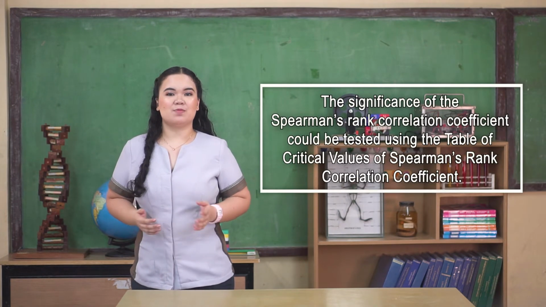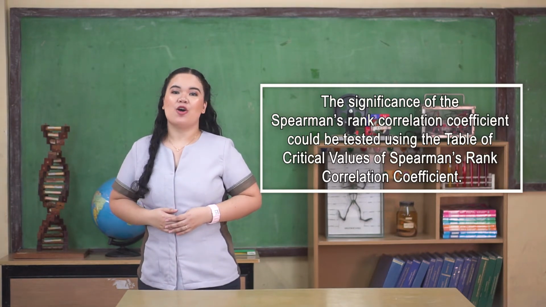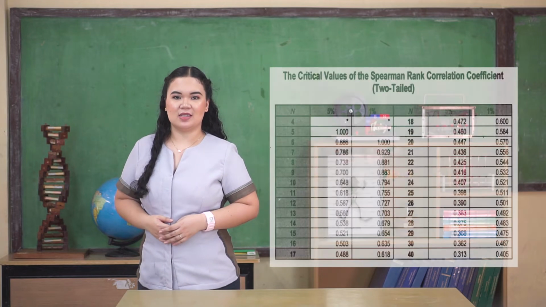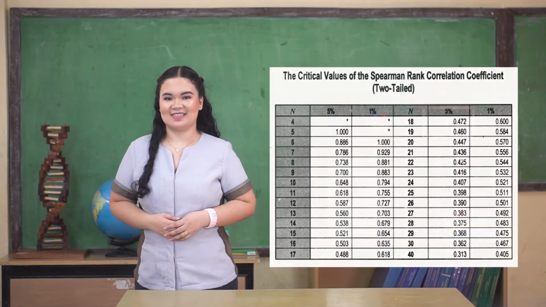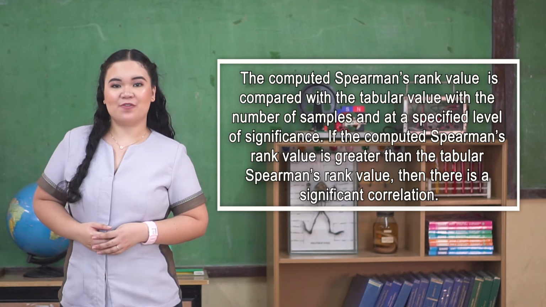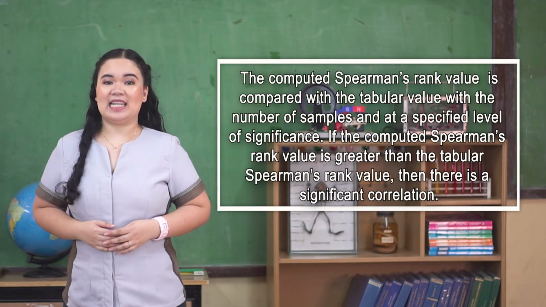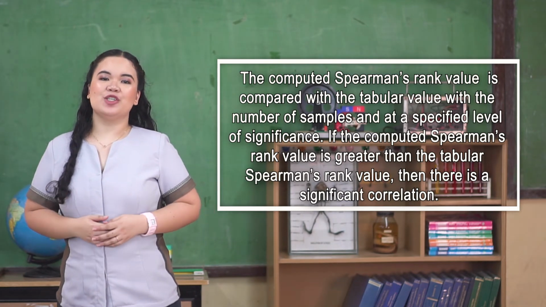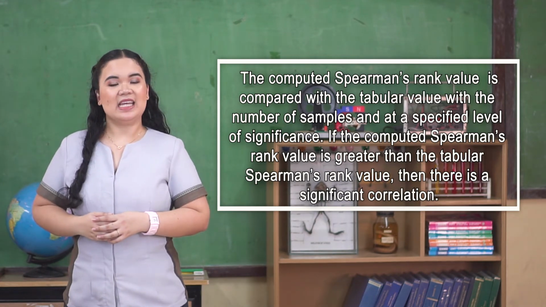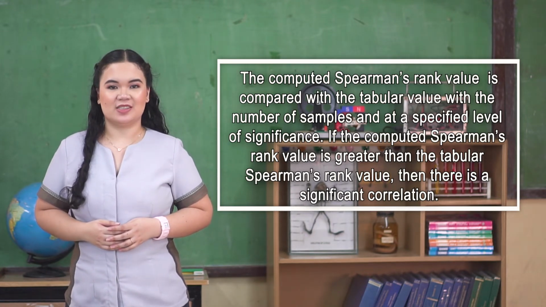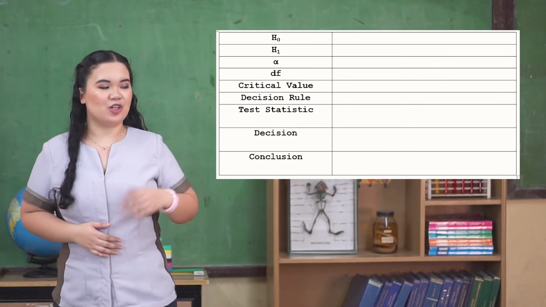The significance of the Spearman rank correlation coefficient could be tested using the table of critical values of Spearman's rank correlation coefficient. Here is the table used to determine the critical values of Spearman's rank. The computed Spearman's rank value is compared with the tabular value with the number of samples and at a specified level of significance. If the computed Spearman's rank value is greater than the tabular Spearman's rank value, then there is a significant correlation. Now, to interpret the computed Spearman's rank value, we may use this table.